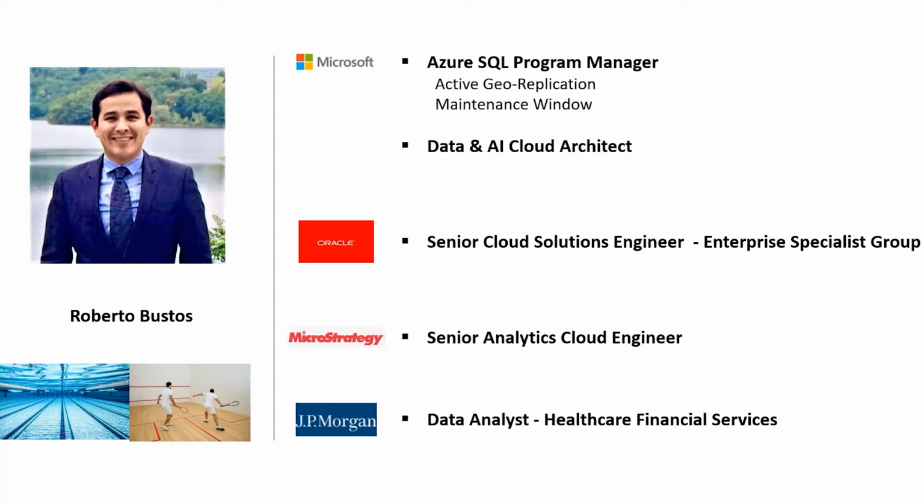Now, before jumping into the material, just a little bit about me. I'm Roberto Bustos. I am currently an Azure SQL program manager. I focus on active Geo-Replication and maintenance window. Before that, I was a cloud data and AI solutions architect here at Microsoft. I've also been at Oracle as a senior cloud engineer, and at MicroStrategy and JP Morgan, again related to the cloud in a BI cloud, and as a data analyst at JP Morgan. On a more personal level, I enjoy sports, I enjoy swimming, I enjoy playing squash. So this is just a little bit about myself.